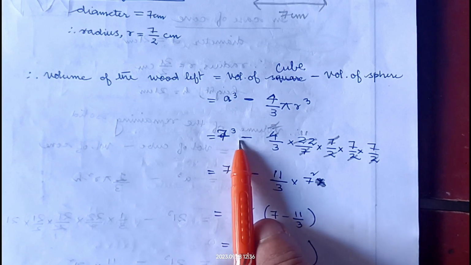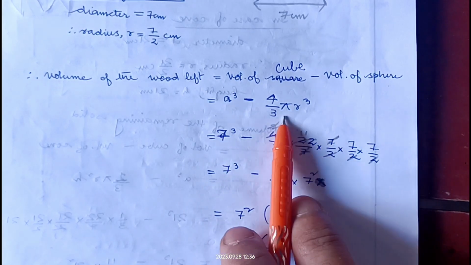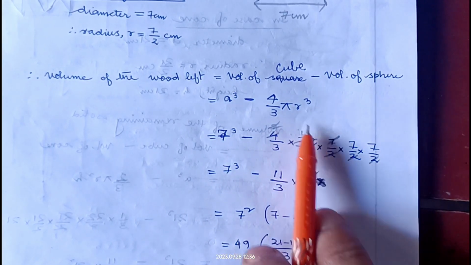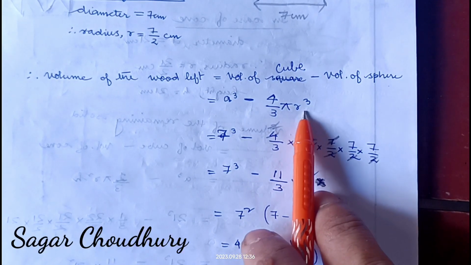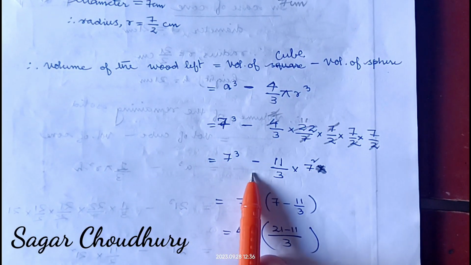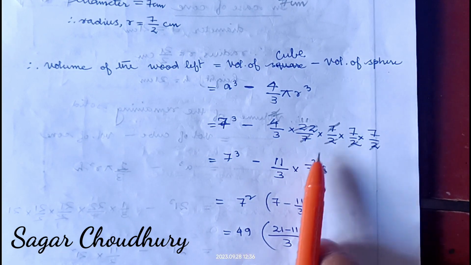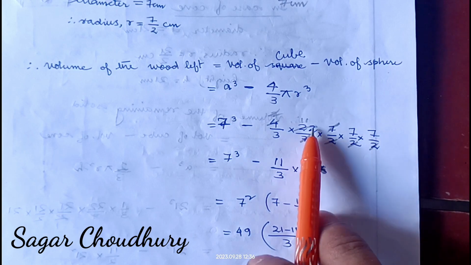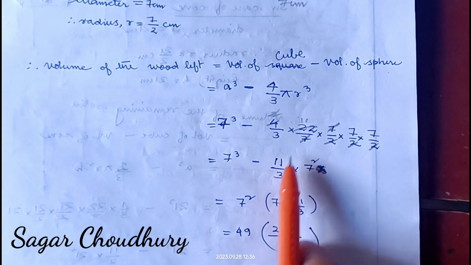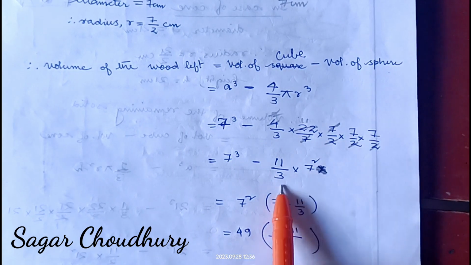A cube is 7 cube minus 4 by 3, pi is 22 by 7, radius is 7 by 2 into 7 by 2 into 7 by 2 because it is r cube. So 7 cube minus, here 7 and 7 can be cancelled, 2 and 2 4, these 4 can be cancelled, 2 11 is 22, so we are left with 11 into 7 square by 3.